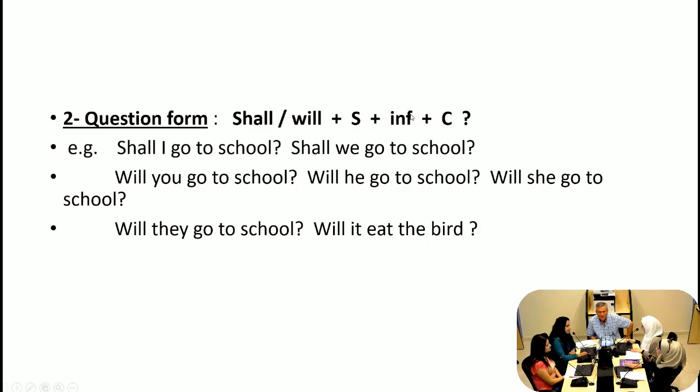Next, the question form. In the question form, we use shall or will plus subject plus infinitive. For example, shall I go to school? Shall we go to school? Will you go to school? Will he go to school? Will she go to school? And actually, in question tags, if the sentence starts with let's, there we say shall we. Will they go to school? Will it eat the bird?